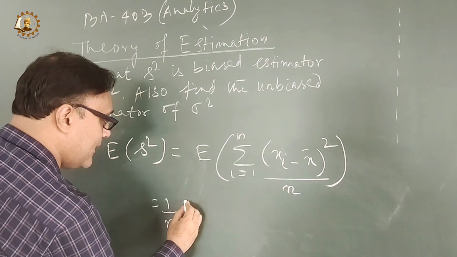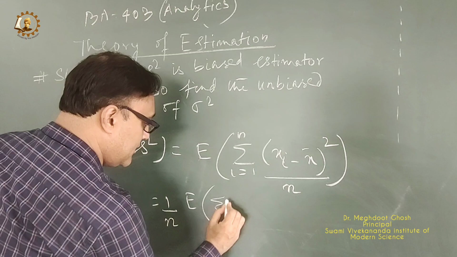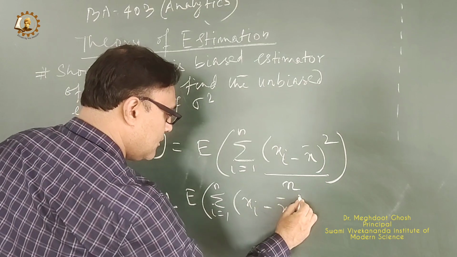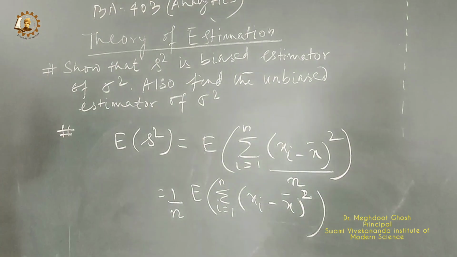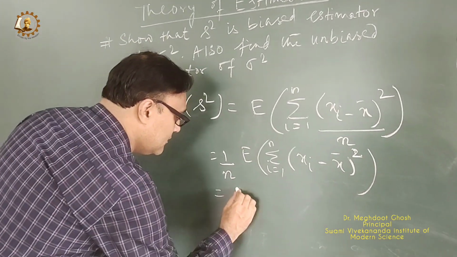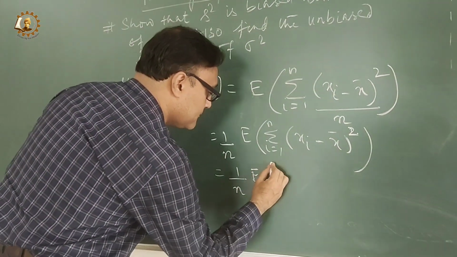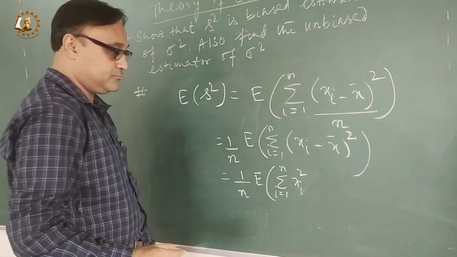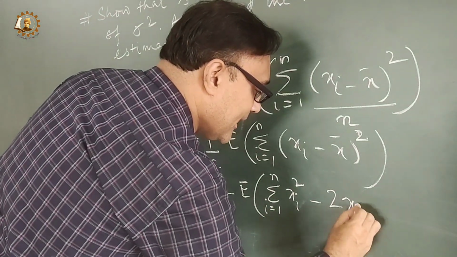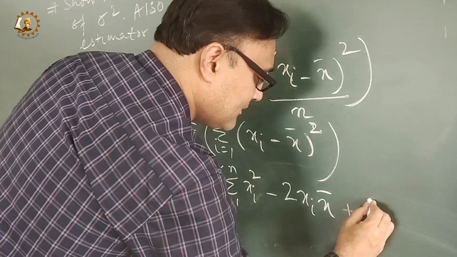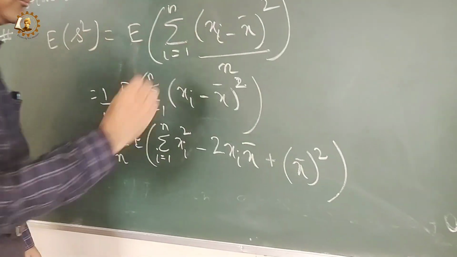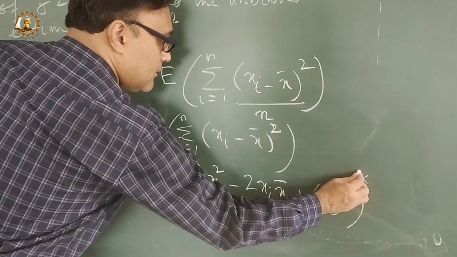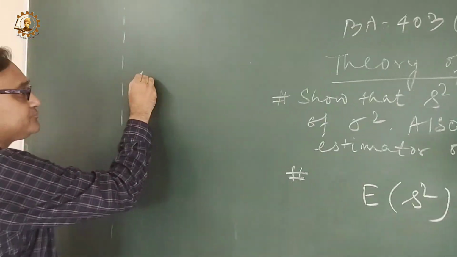So we will get here 1 by n E of summation i equals 1 to n, (xi minus x bar) whole square. If we expand this term, then we will be getting 1 by n E of summation i equals 1 to n, xi square minus 2 xi into x bar plus x bar whole square. This is the expression that I am getting. Okay, now let us count this term. From here we will be moving to this side.